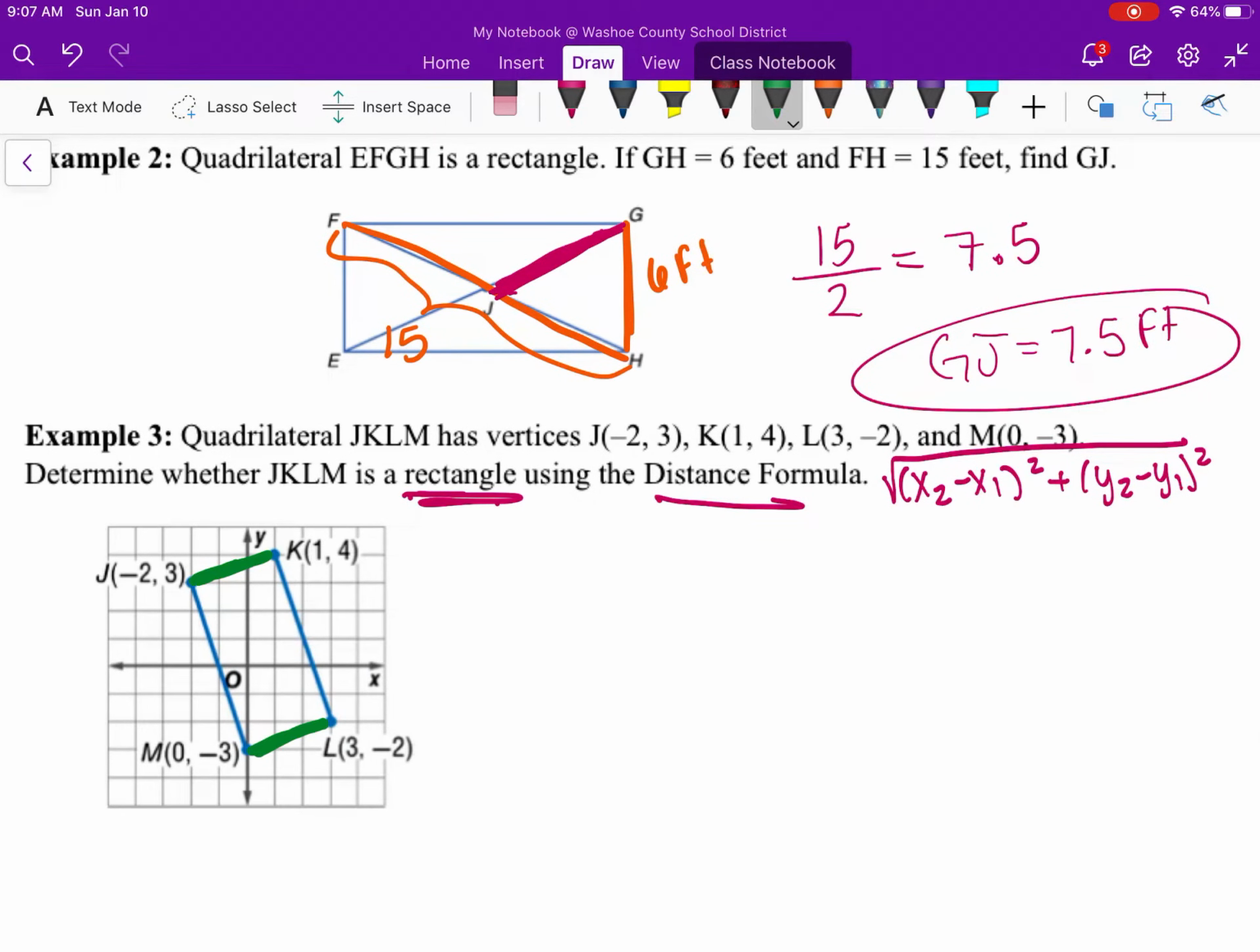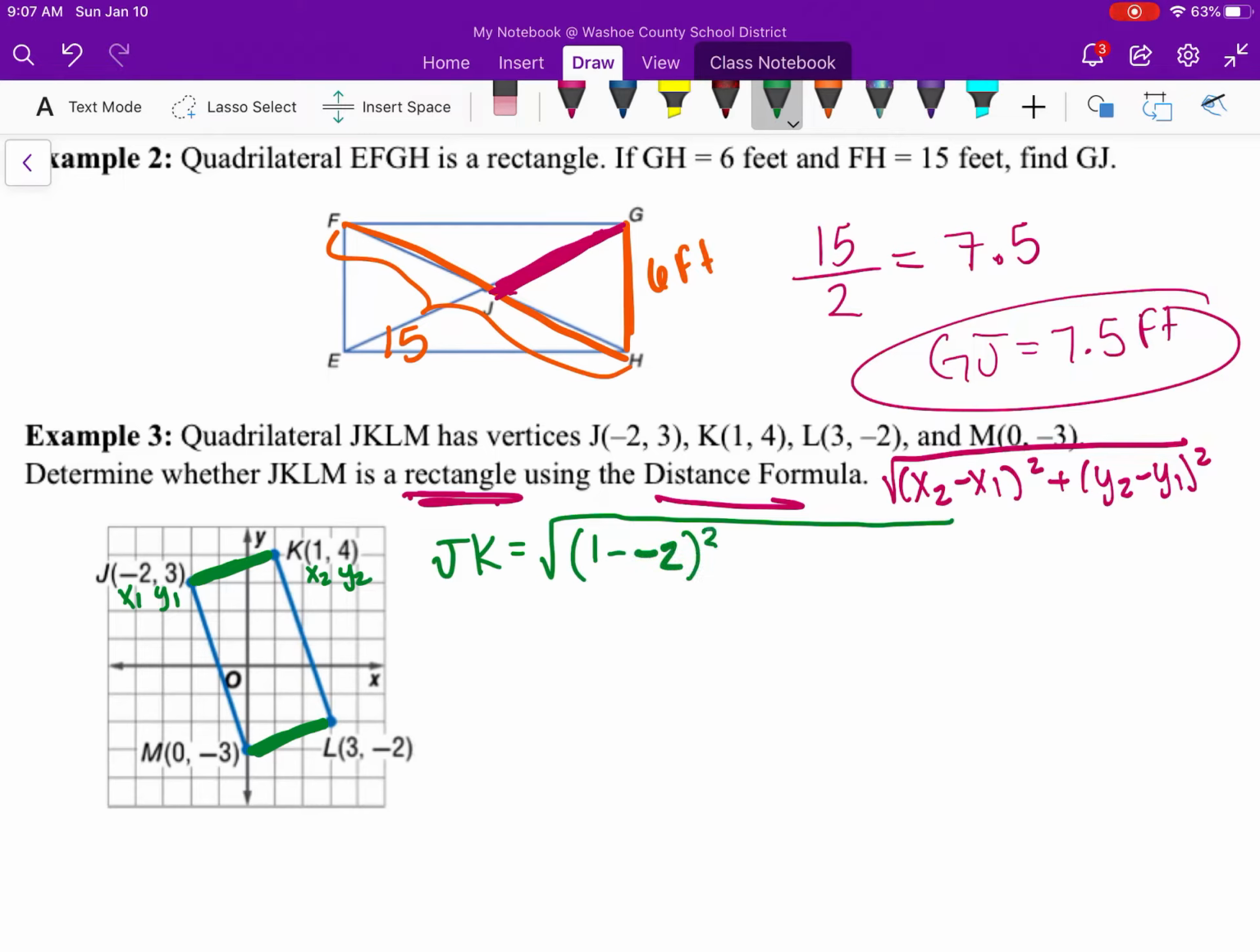Squaring it and adding it to the y's difference squared, okay? So here we go. We're going to start off with JK. So finding the distance of JK, again, you are going to assign to the J and the K, like this is going to be your x1, y1, and this is your x2, y2, and then we're just going to put it right into the formula.